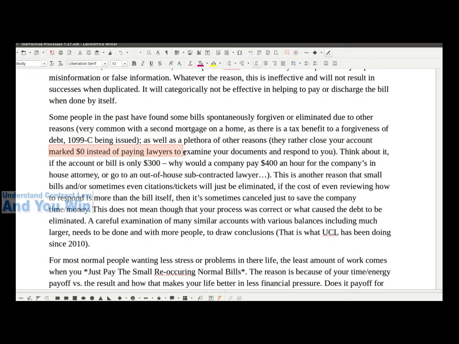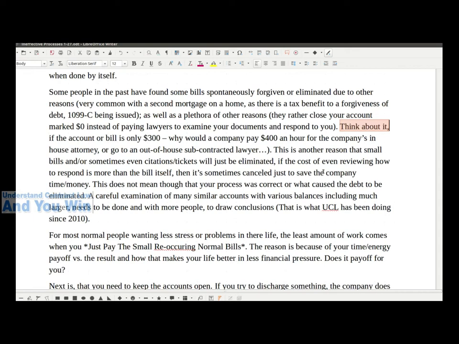They'd rather close your account and mark it zero instead of paying lawyers and future debt collectors to keep paying for mail and sending you mail, or paying lawyers to examine your documents to respond to you. So sometimes they just cancel out and say, based on our algorithm, we don't think this person's ever going to pay. Let's not send them mail every 3 months for the rest of his life. Let's just cancel it so that we can close down our accounts, and it'll be better for our company overall.